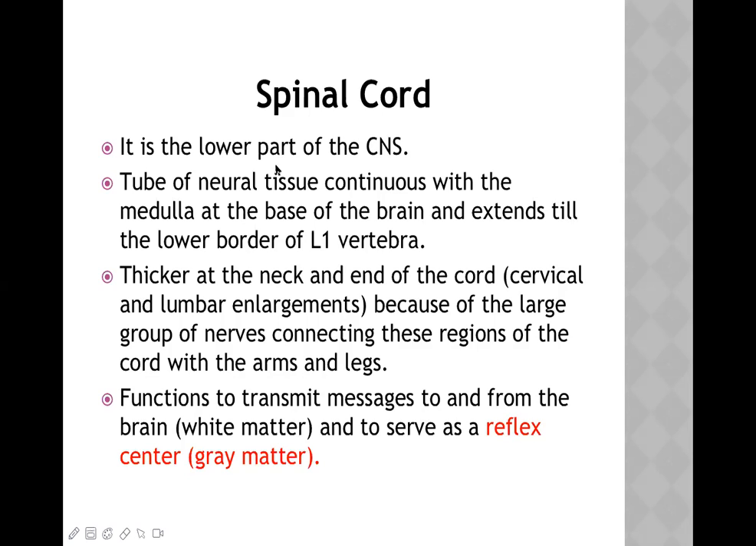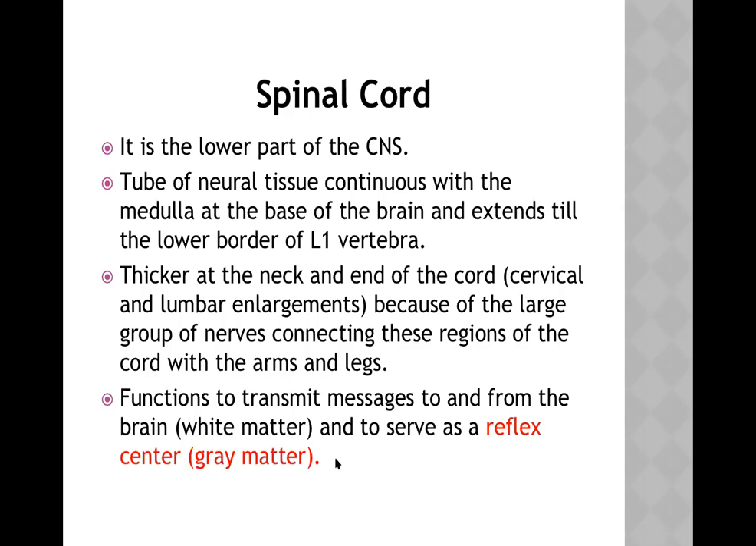The spinal cord is thicker at the neck and end of the cord. That means it is thick at the cervical and lumbar area, because from the cervical area brachial plexus arises, and from the lumbar area lumbosacral plexus arises. So as a result of this, these two areas are relatively thicker than the other part of the spinal cord. Quite an easy reason. And the main function of the spinal cord is to transmit the messages to and from the brain and to serve as a reflex center.